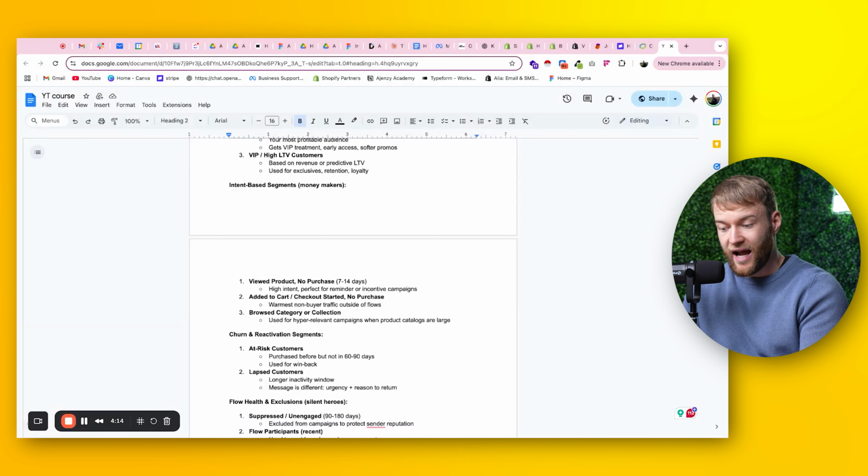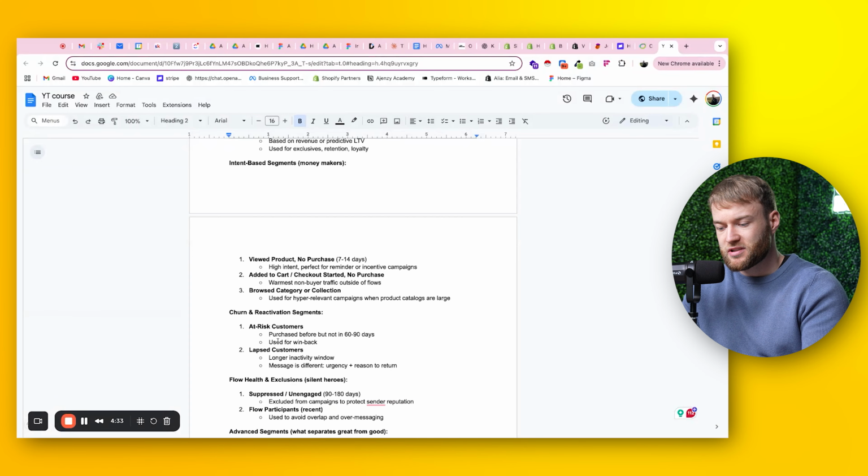Then you have people who've added to cart or checkout but haven't purchased. These are your warmest non-buyer traffic outside of your flows. These are really, really important. People who abandon a cart are going to enter a flow, but if it's been over X amount of days, they may have left that flow. You can still use this and still target these people.